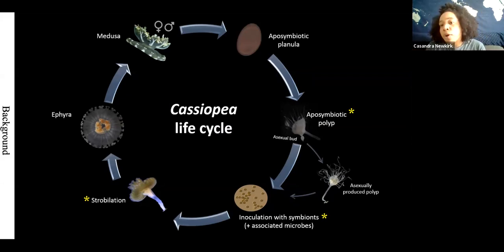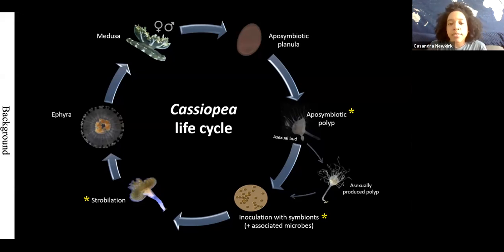They will grow up into the aposymbiotic polyp stage. So again, at this stage, there aren't any symbionts associated with the animal. During this stage, the animal can actually asexually bud to produce small clones. These asexual buds behave very similar to the planular larvae, in which they settle and grow and produce another polyp. At the polyp stage is when the animal will acquire symbionts from the water column. So they take them in during feeding.